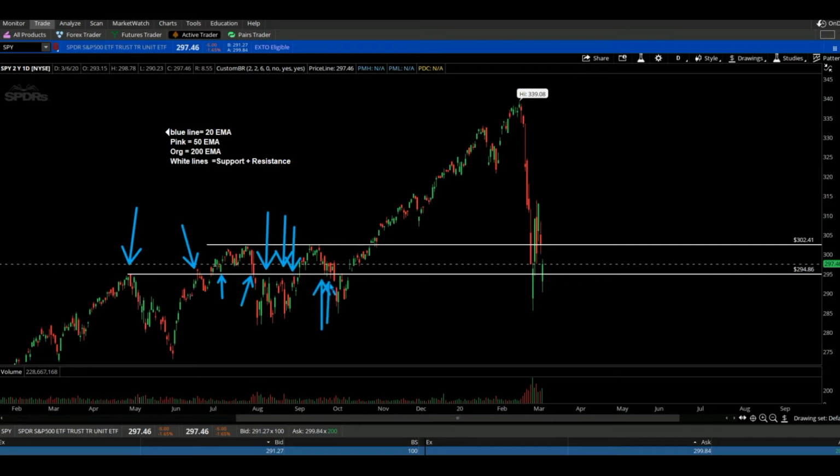See all these little ones? There's also a little bounce right here as well. So pick the most obvious areas.